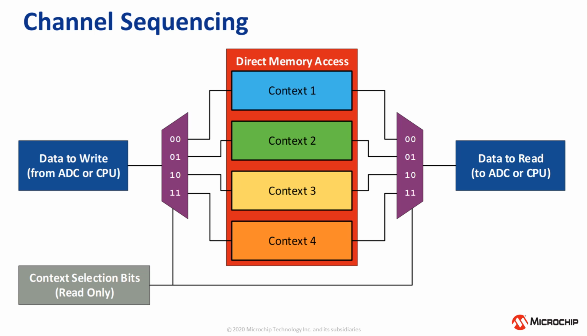However, direct memory access, or DMA, can be used to access the context settings. However, it is strongly recommended to use the ADC status bits to ensure the ADC is not in the middle of a conversion before modifying a register in the contexts.